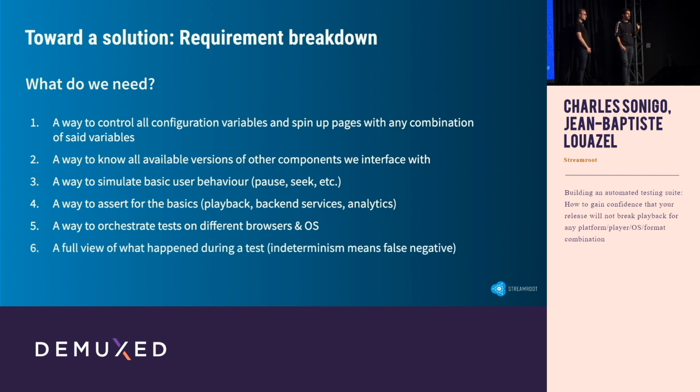And sixth, because of the non-deterministic aspect of our testing, for every test that we do, especially the failed ones, we're going to need to get a full view of what happened during the test so that a human can go in there and actually say, yes, this is a problem, we need to fix something there.